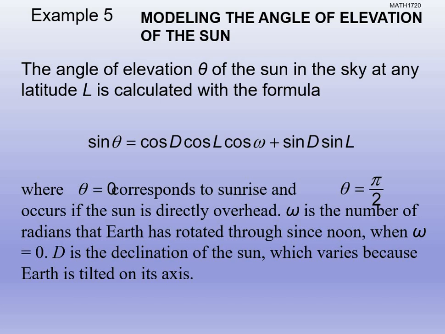All right, theta is 0. That's our sunrise. Okay, sunrise is when theta is 0. Okay, when theta is pi over 2, that's 90 degrees. That's going to be when the sun is directly overhead. Okay, and omega is the number of radians that the Earth has rotated through since noon. Since noon. Okay, so d is the declination of the sun, which varies because we are what? Tilted on our axis.